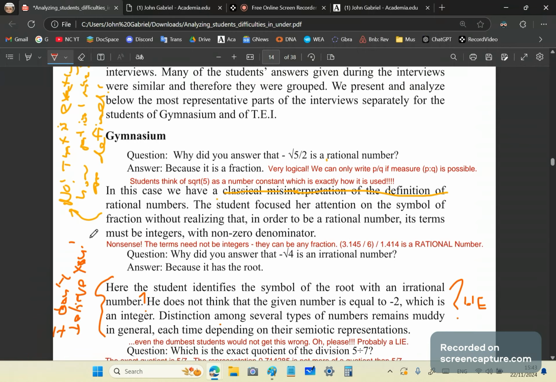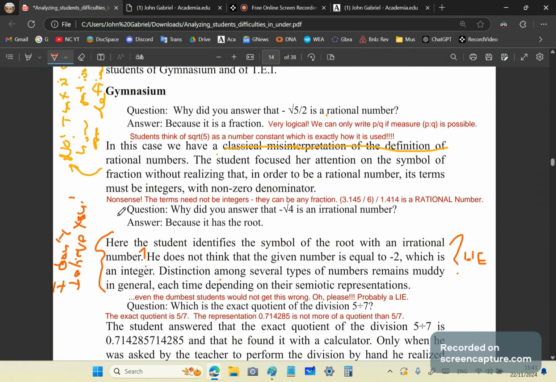So the students are understanding that correctly. And then we have here that they say the student focused her attention on the symbol of fraction without realizing that in order to be a rational number, its terms must be integers. That is bullshit. Its terms don't need to be integers.